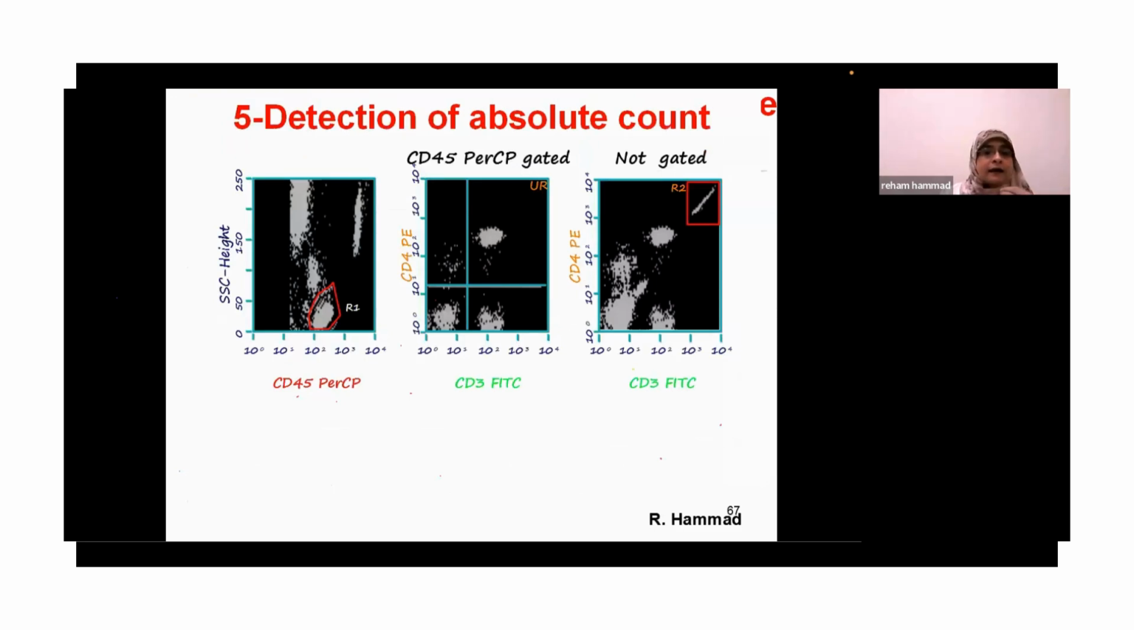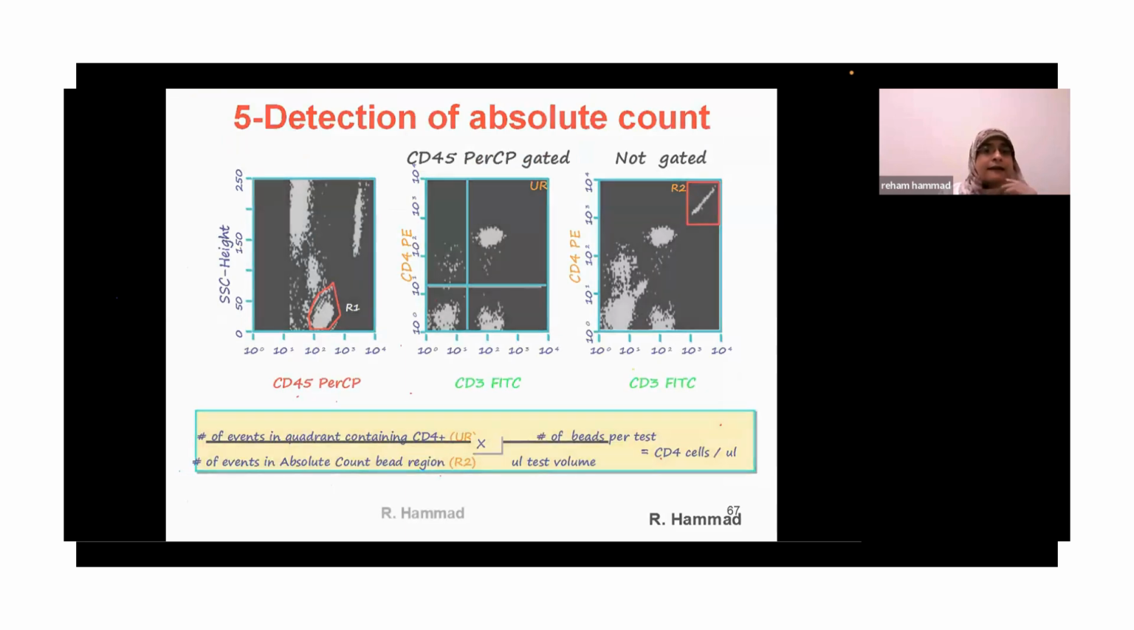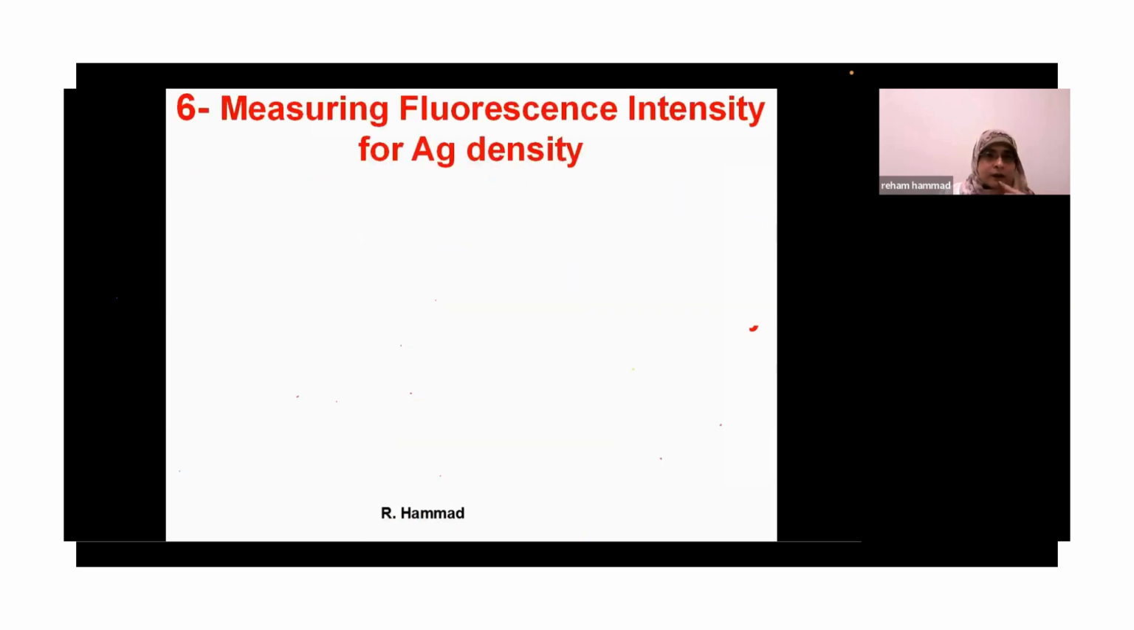Sometimes you need to tackle the detection of the cells by absolute count. You have to know the number of cells found in the liter, and the flow cytometry can help you so much in this, and definitely people in the National Cancer Institute use these techniques daily for stem cell counting.